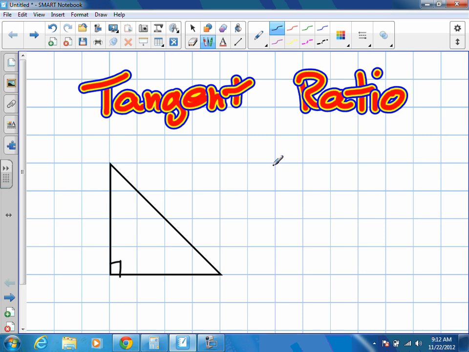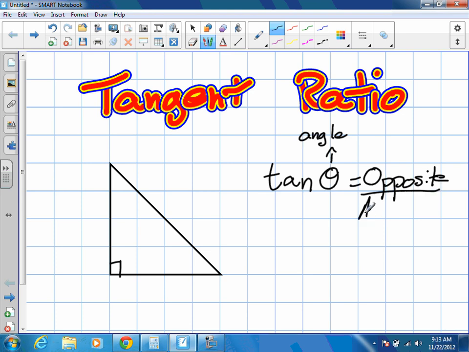It's set up like this. On your calculator, you're going to read something that says tan, okay? This symbol is called theta, and it stands for an angle, depending on what angle we're using. So tan theta is equal to the opposite side of the triangle divided by the adjacent side of the triangle. Okay? And you might go, what the heck do those mean? We're going to figure that out.